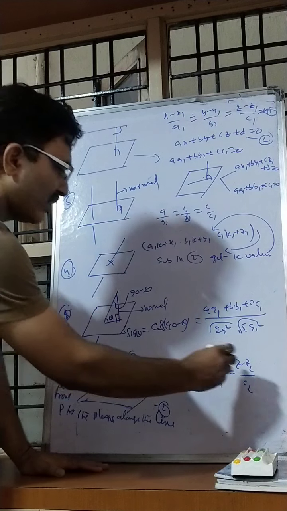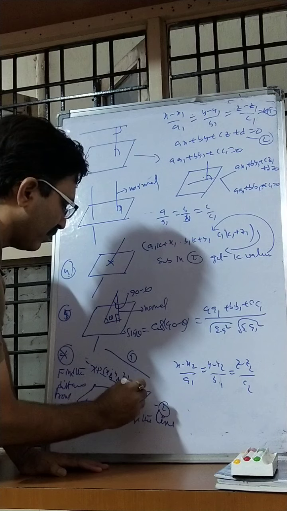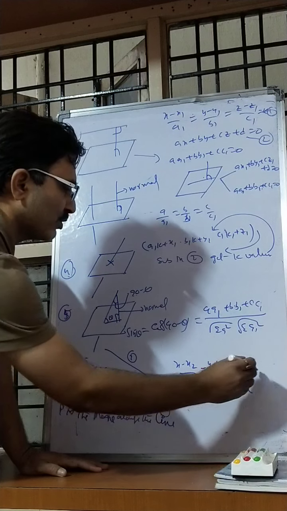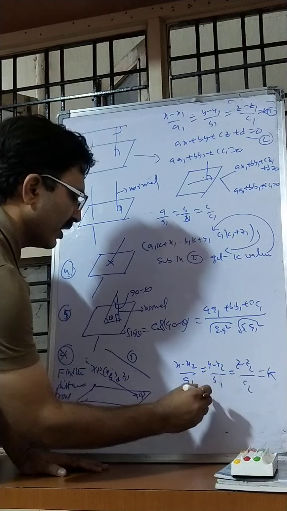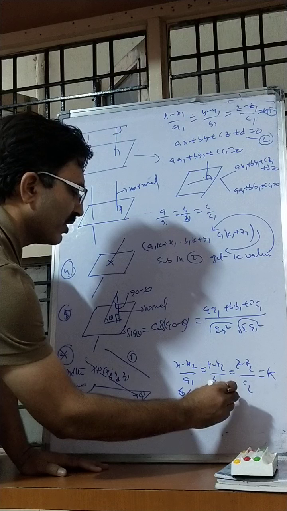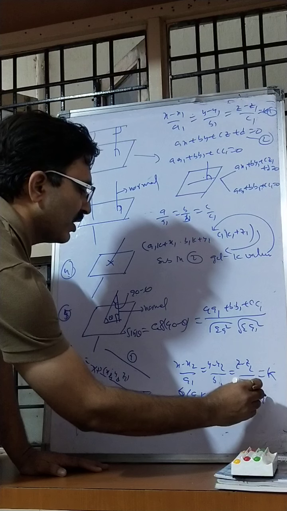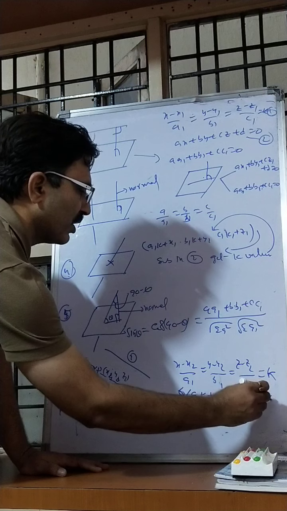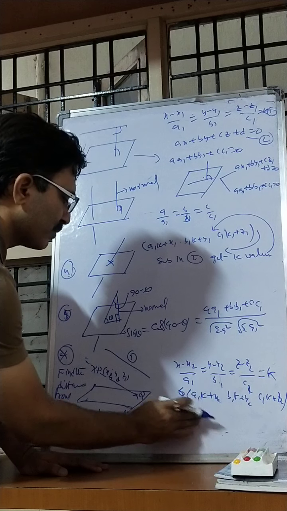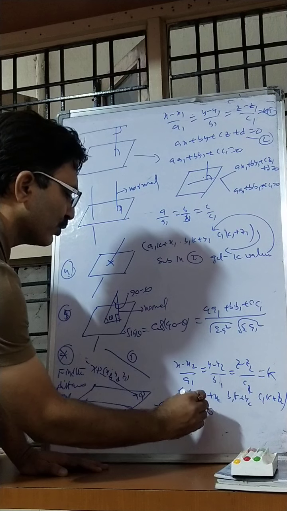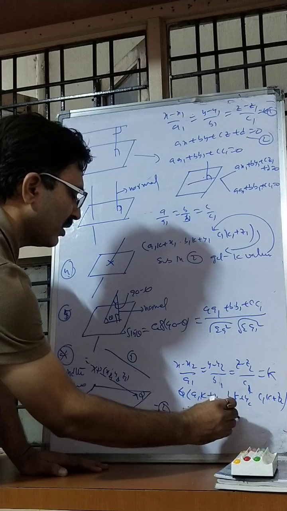After that, from this you can get a point Q. What is that Q? Say k. You will get a1k plus x2, b1k plus y2, c1k plus z2. You will get the point. Substitute Q in the plane.